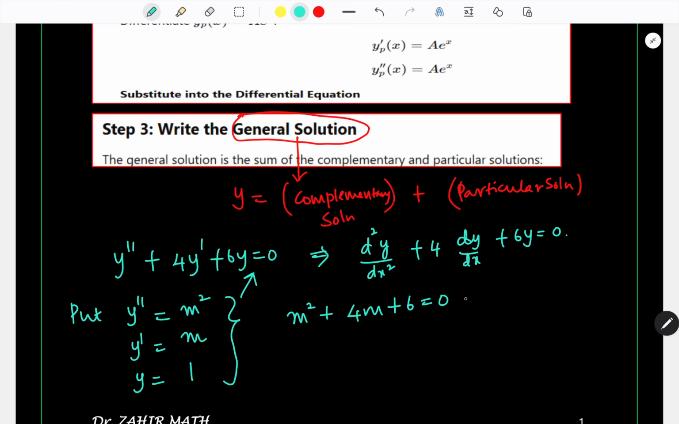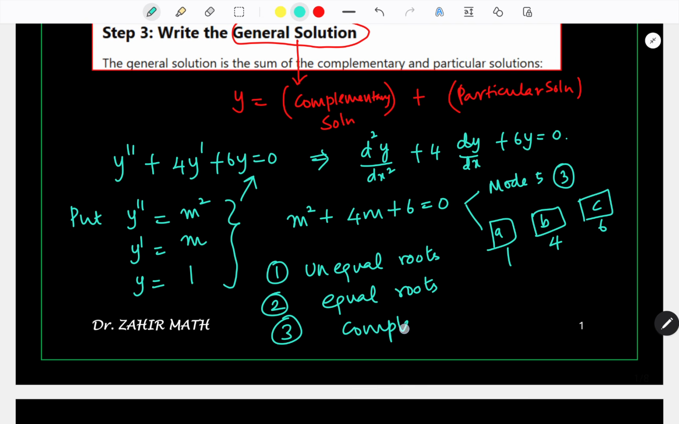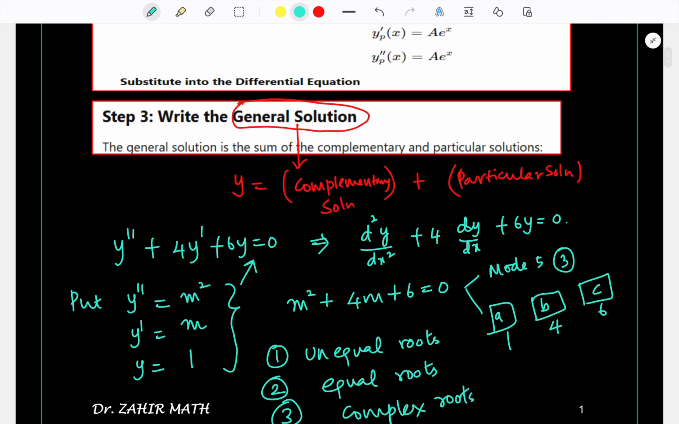When I go to the calculator, mode 5, 3, you have A, B and C. You will give 1, 4, 6, just as an example. If you give this in the calculator, you will get three types of solutions. The first is unequal roots, the second is equal roots, and the third is complex roots. Unequal roots, equal roots, and complex roots.